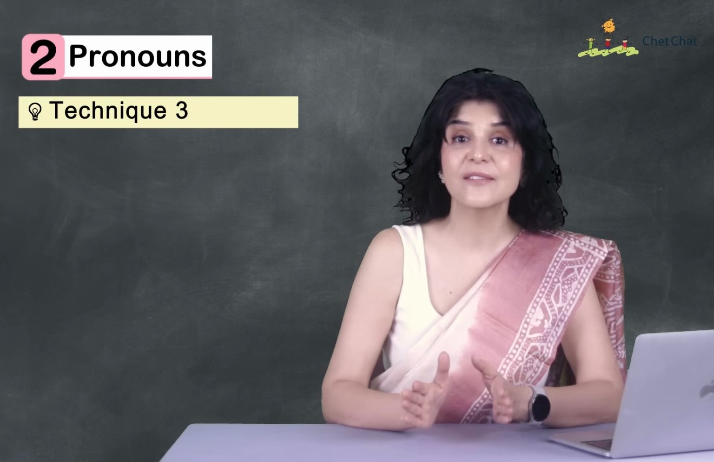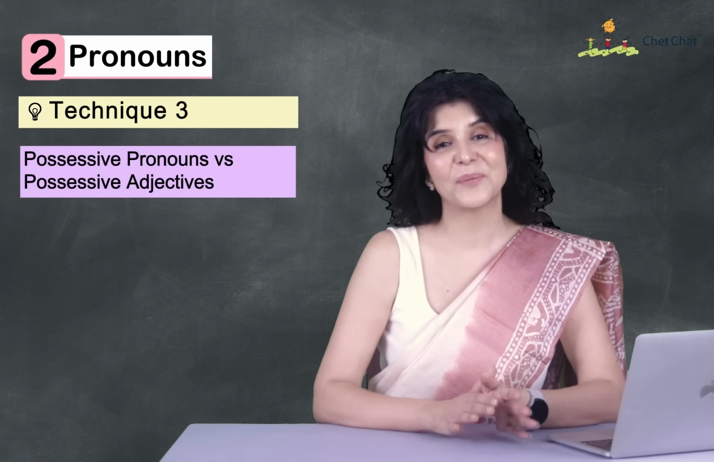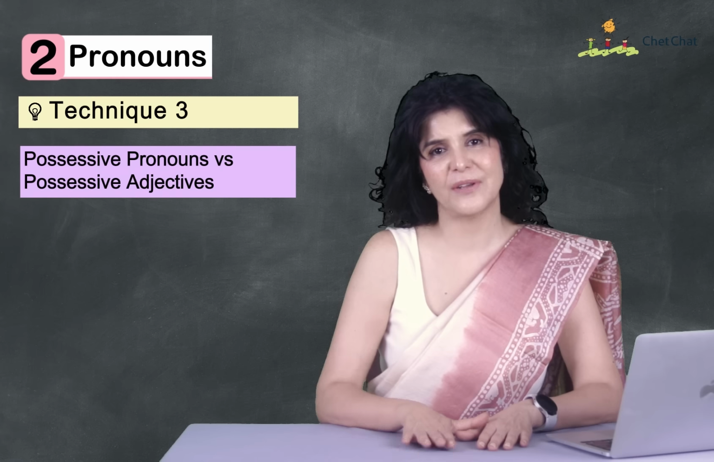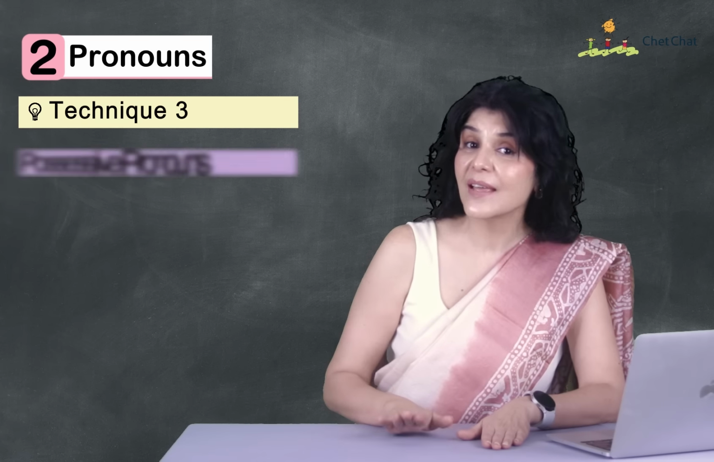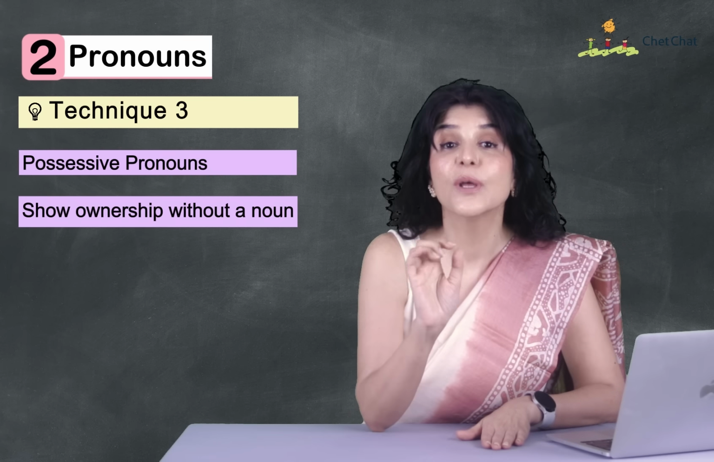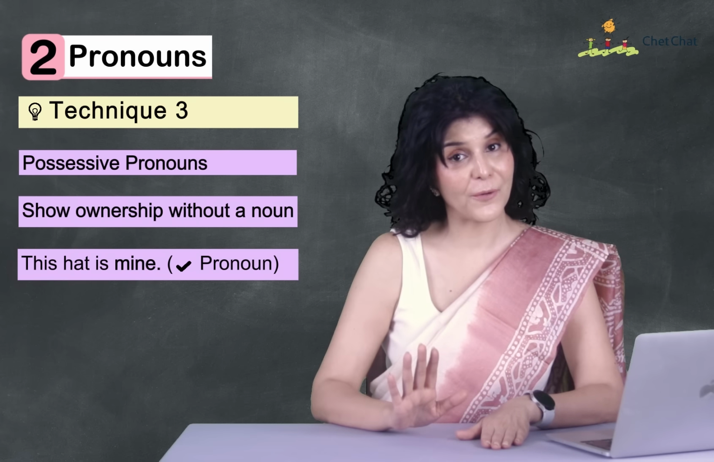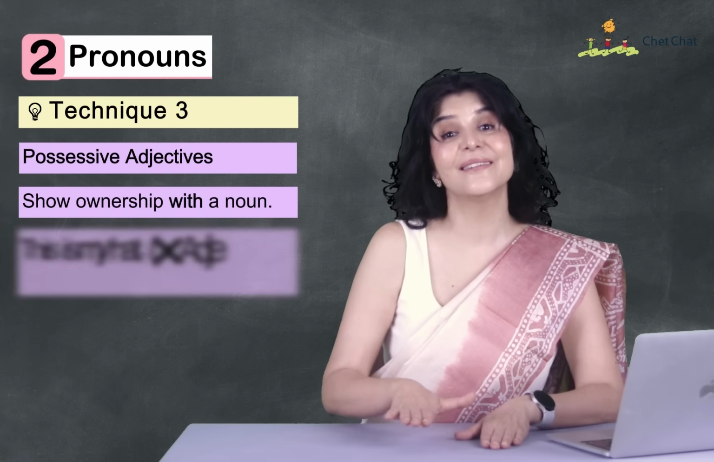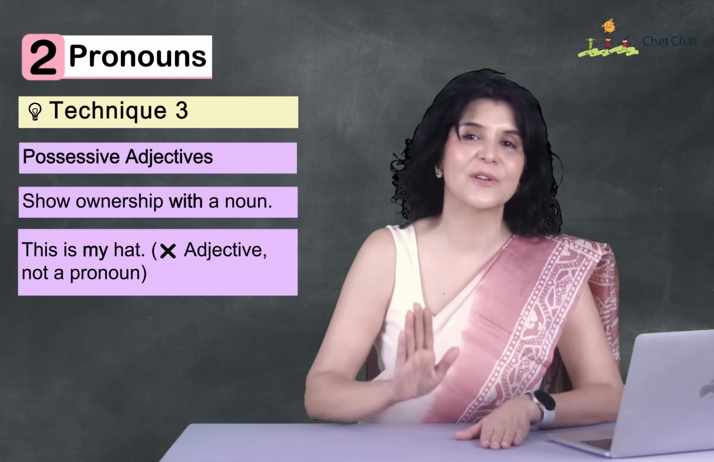Great. Now we come to technique number 3. Let's talk about possessive pronouns versus possessive adjectives. This is where everyone gets confused. So here is a simple way to find out if a word is a possessive adjective or a possessive pronoun. Possessive pronouns show ownership without the noun. The hat is mine. Okay, this is a pronoun. Possessive adjectives show ownership with a noun. This is my hat. And since it comes with the noun hat, it's an adjective and not a pronoun.